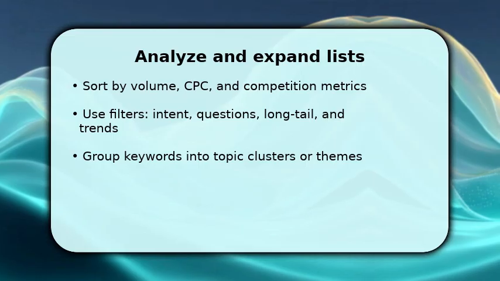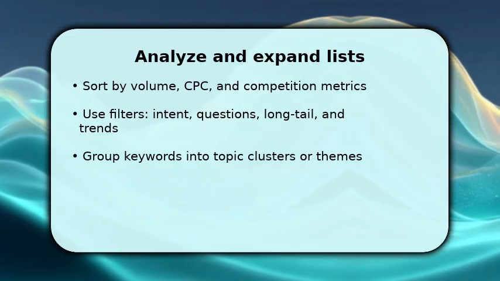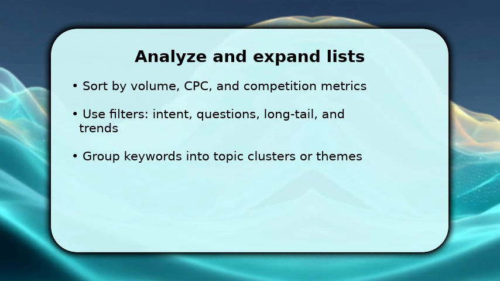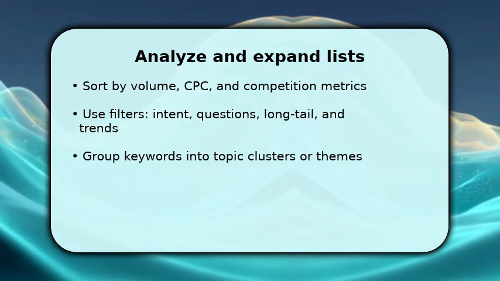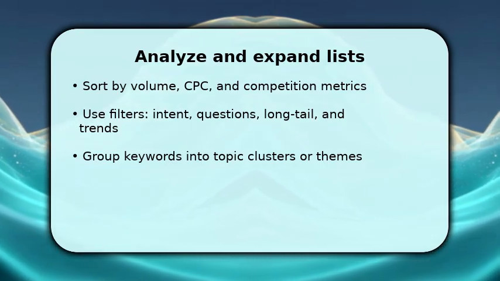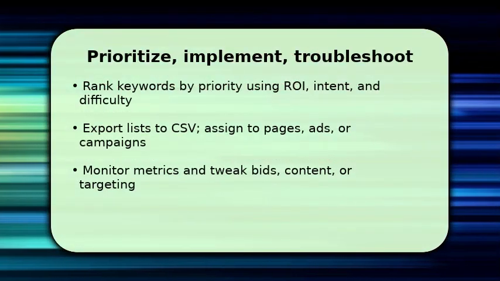Once grouped, use trend and seasonality tabs to time campaigns, and flag keywords with favorable cost and low competition for testing. You finish by prioritizing keywords using ROI potential, intent alignment, and difficulty scores. Create a shortlist for immediate implementation.